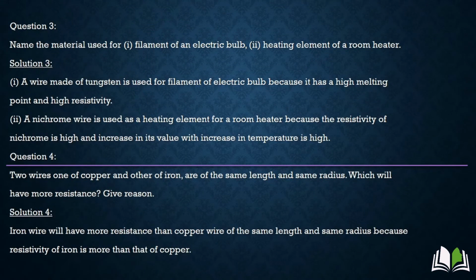Question number 3, name the material used for the filament of an electric bulb and the heating element of a room heater. First one is the filament of an electric bulb. A wire made of tungsten is used for the filament of an electric bulb because it has a high melting point and high resistivity. Next is the heating element of a room heater. A nichrome wire is used as a heating element for the room heater because the resistivity of nichrome is high and the increase in its value with increase in temperature is high.